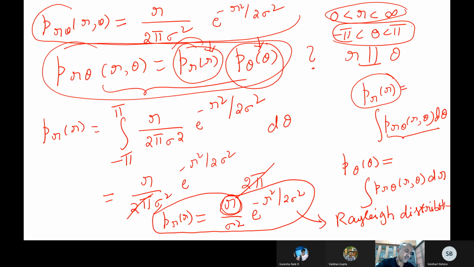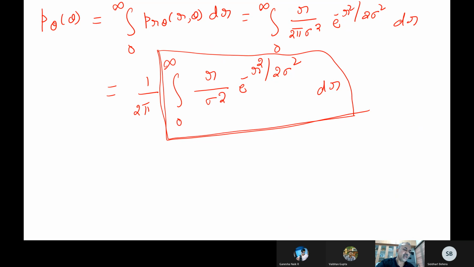So the clue is here. Look at the expression for P_R of R, and R goes from 0 to infinity. R by sigma square e to the power of minus R square by 2 sigma square. And now this is the value of this integral. What is the value? Tell me what's the value of this integral. Very easy. Now tell me what's the value of this integral. Guess how much it will be. 0 or 0.5 or 1 or 1.52 or what is the value of this integral?